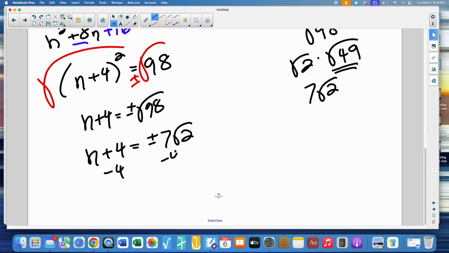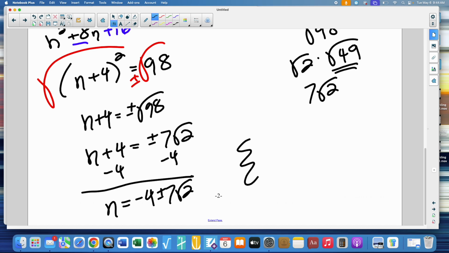Now we're going to isolate the variable, and that leaves us with n equals -4 plus or minus 7 rad 2. Now, we cannot add those numbers together because they are unlike terms. So my answer is -4 plus or minus 7 rad 2.